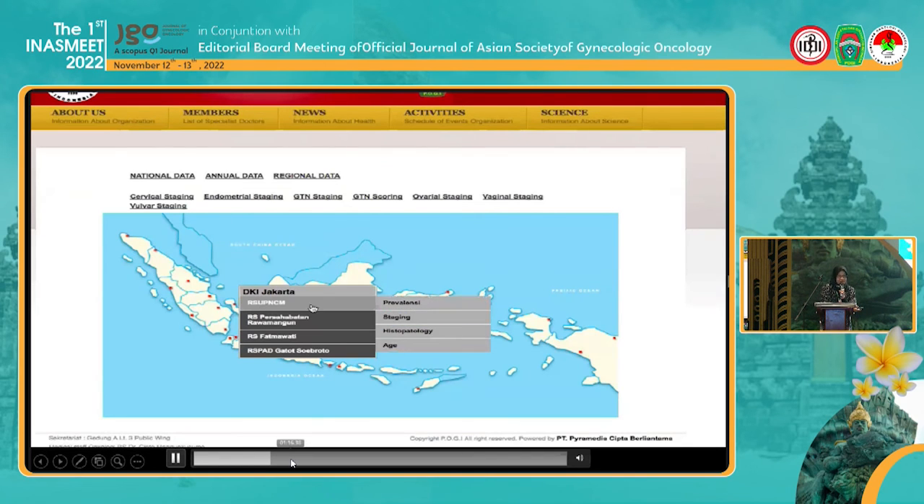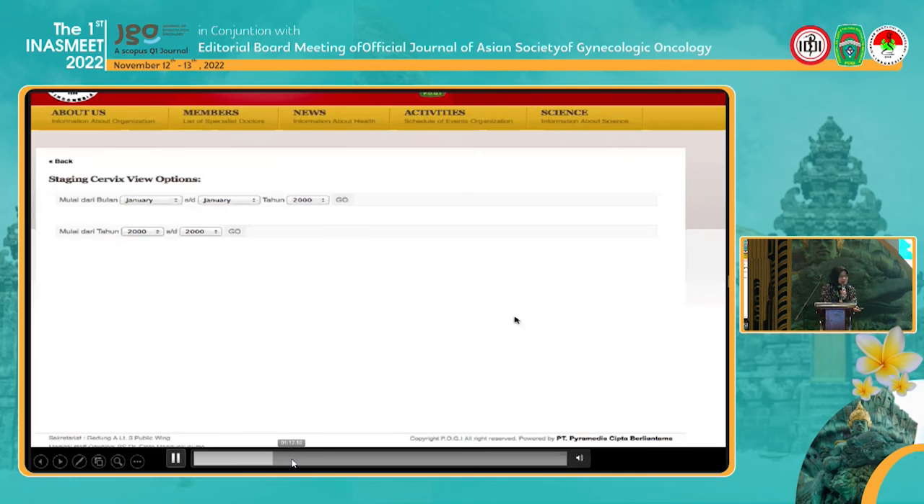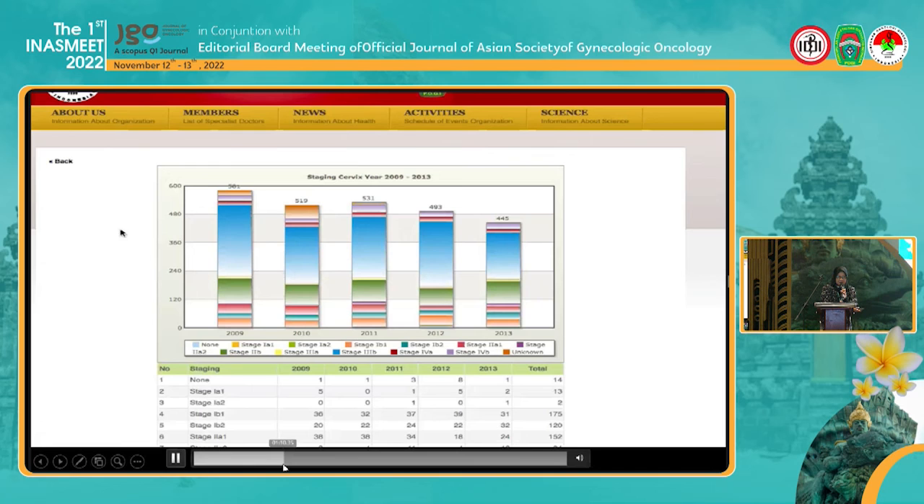And how about the stage? We can see that within 5 years, the stage of cervical cancer is still 85% in advanced stage, stage 3B and 2B.